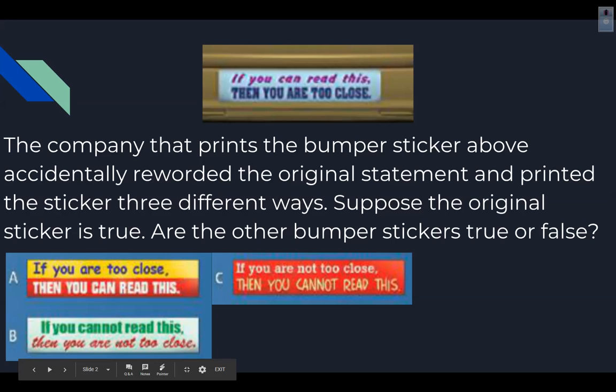All right, so if we have a bumper sticker here, it says, if you can read this, then you are too close. I apologize for the blurriness of this sticker. The company that prints this bumper sticker accidentally reworded the original statement and printed the sticker 3 different ways. Suppose the original sticker is true. If you can read this, then you are too close. Are the other bumper stickers true or false? So let's take a look here.